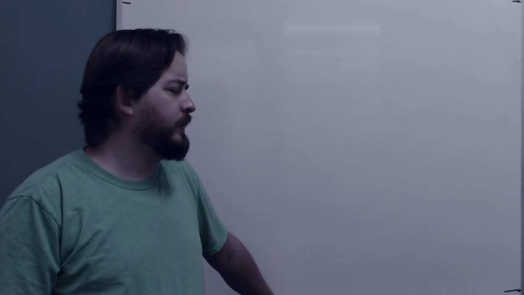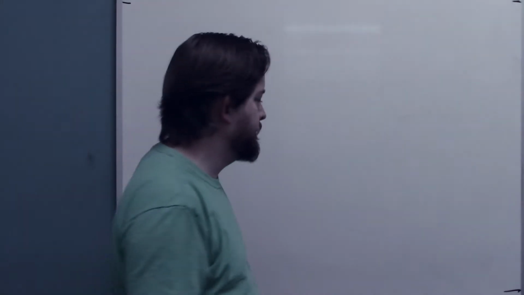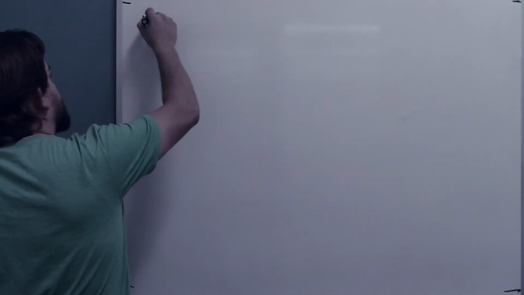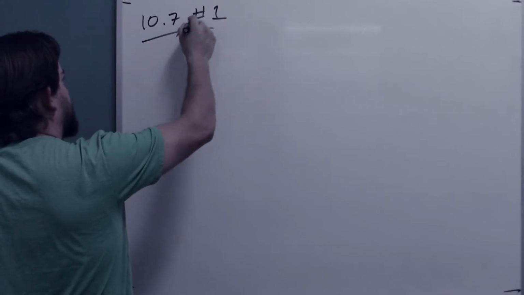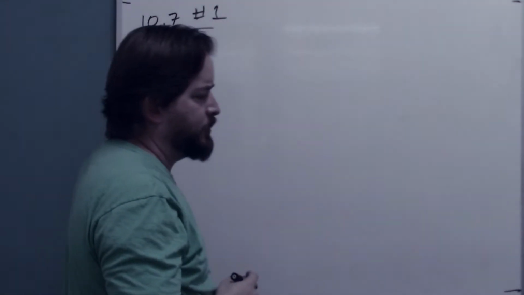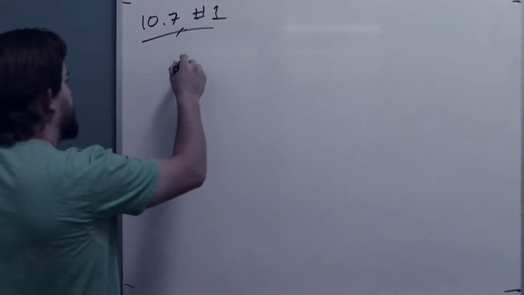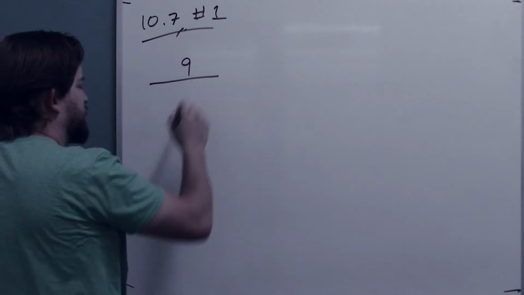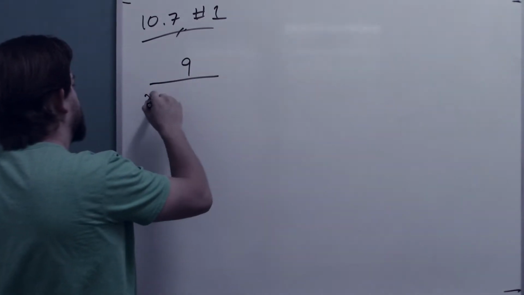There's only 4 or 5 homework questions, but we'll do 2 of them. So let's look at number 1. Number 1 says find the partial fraction decomposition of 9 over (x minus 3)(x plus 6).